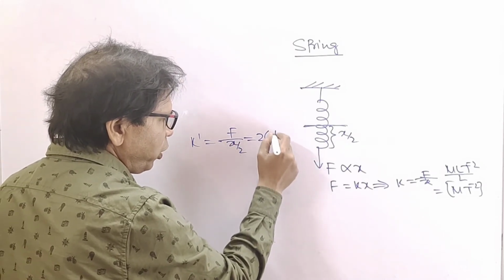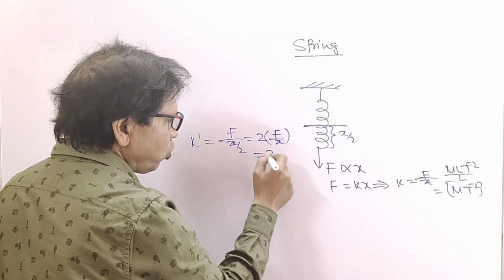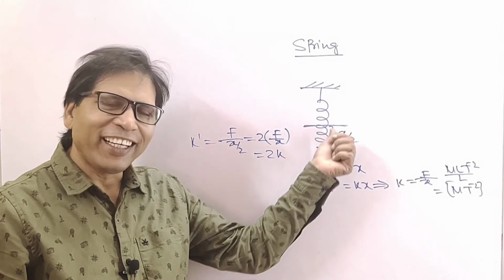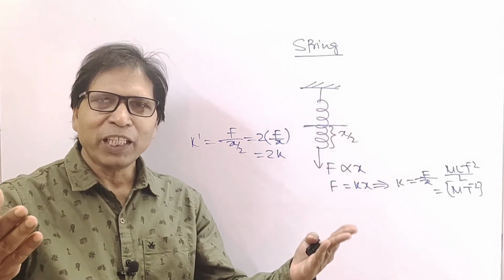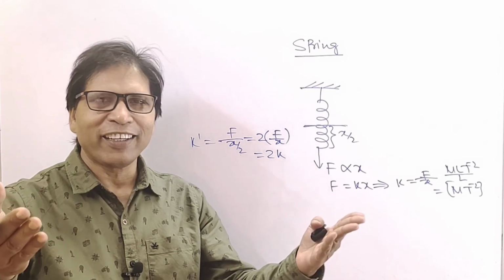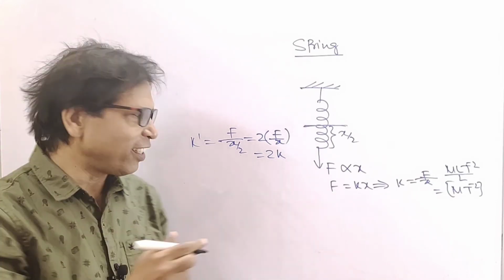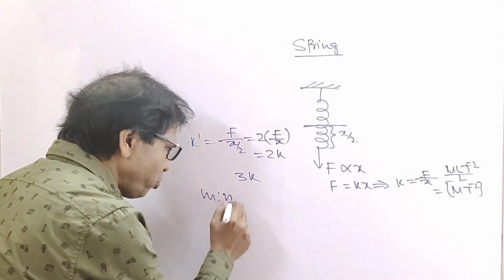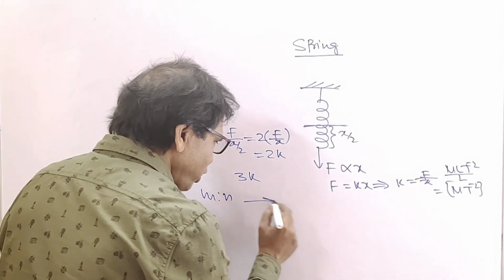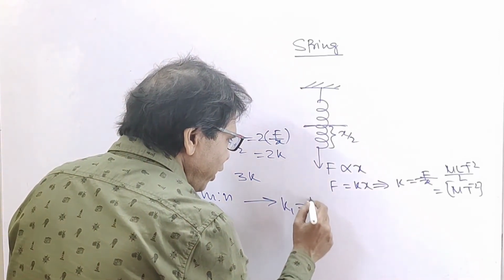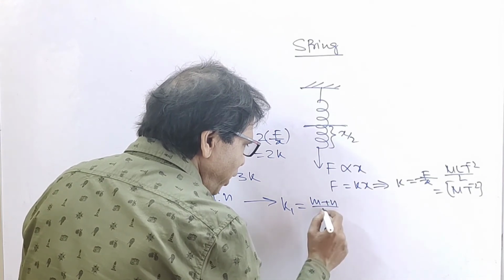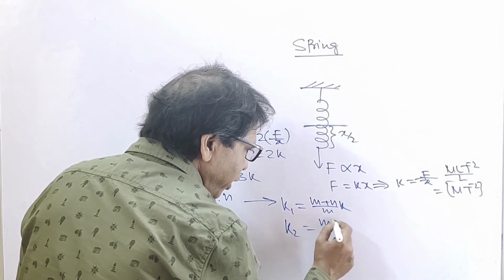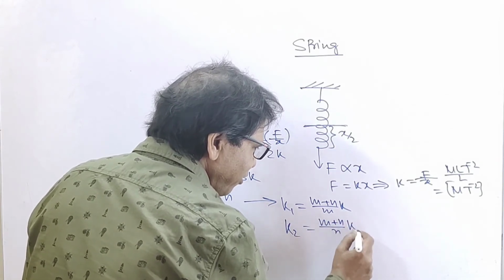So look at this, this is 2F by x. So this is 2k. Therefore the force constant is twice the initial. In the same way, if the spring is cut into 3 equal parts, the force constant of each part is 3k. If the spring is cut in the ratio m is to n, then the force constant of the first part, k1, is (m plus n) divided by m into k, and the force constant of the second part is (m plus n) by n into k.